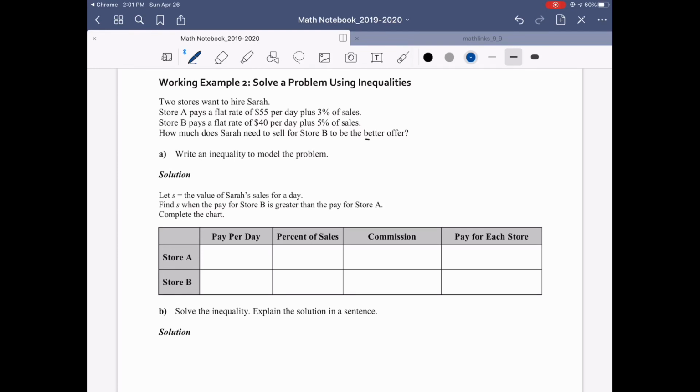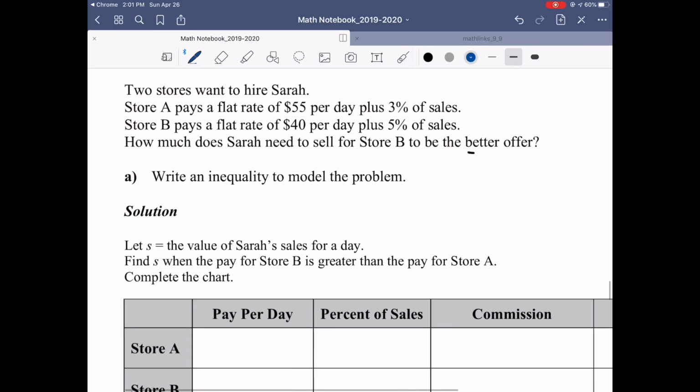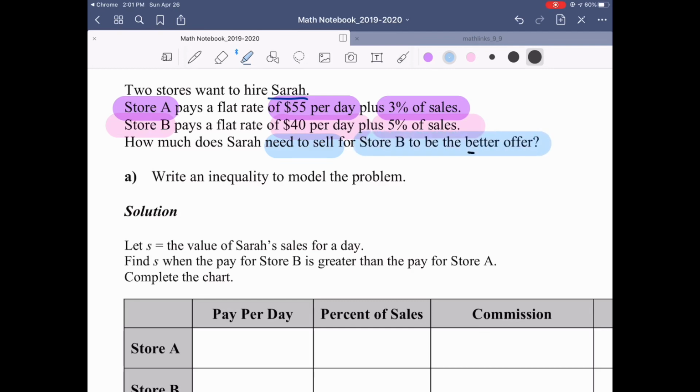So here it says two stores want to hire Sada. Store A, I'm just going to use highlighter. Store A pays a flat rate of $55 per day, plus she'll get 3% of sales. That's her commission. Store B pays a flat rate of $40 per day, plus 5% of sales as her commission. And then it asks, how much does Sada need to sell? So how much sales does there have to be in order for store B to be the better offer?